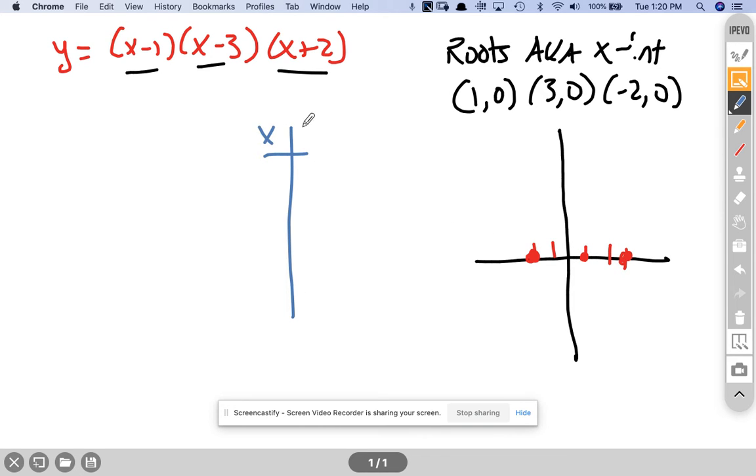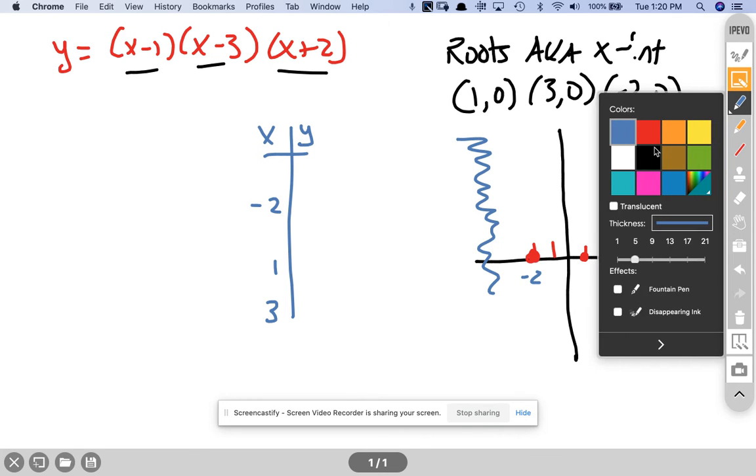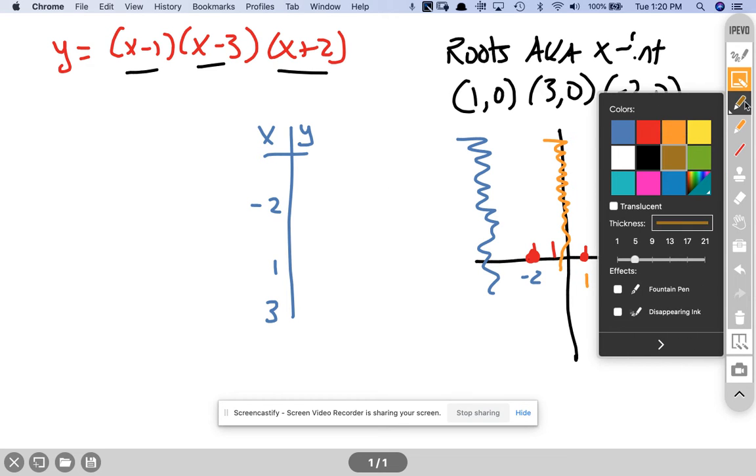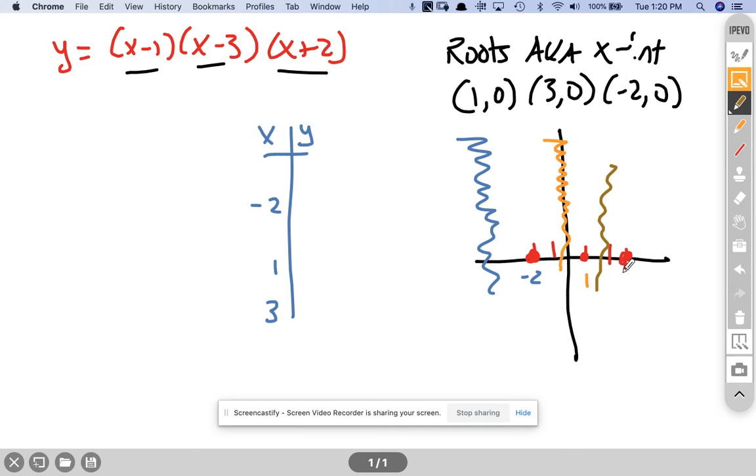I can make a table of values, and that's what I asked you to do for this particular activity. Okay, so if I make a table of values, I know my x-intercepts have to be on that table. So I have negative 2 on the table, I have 1 on the table, and I have 3. So I have to make sure my graph tells the whole story. So watch this. I'm gonna pick numbers to the left of negative 2. I'm just gonna do it in different colors so you can see. I'm gonna pick numbers between negative 2 and 1. Then I'm gonna pick numbers that are between 1 and 3.